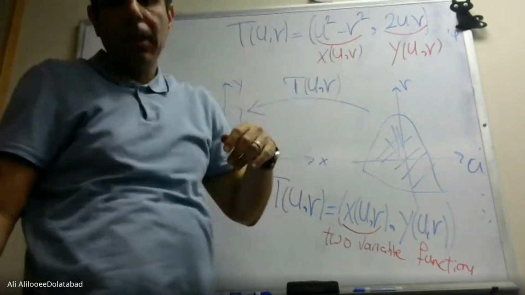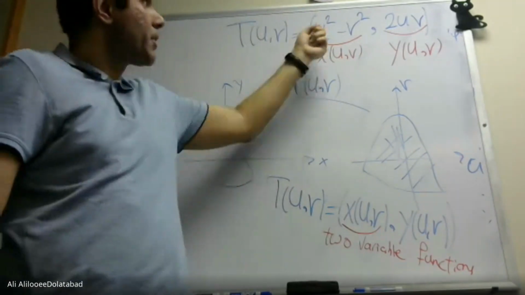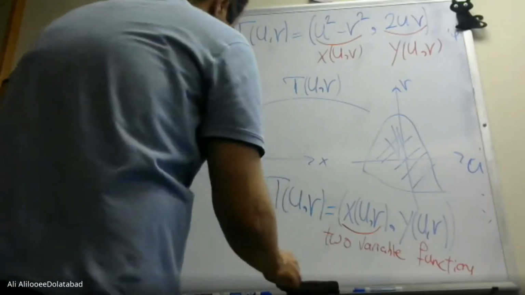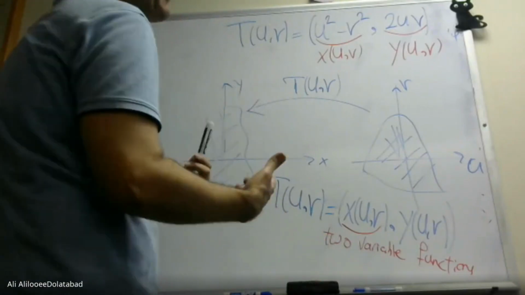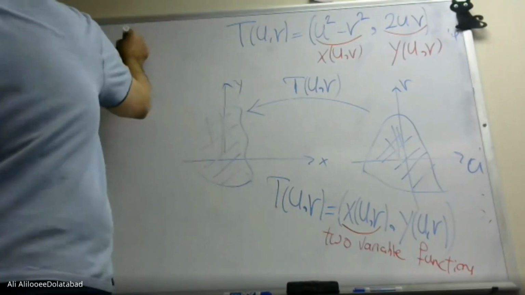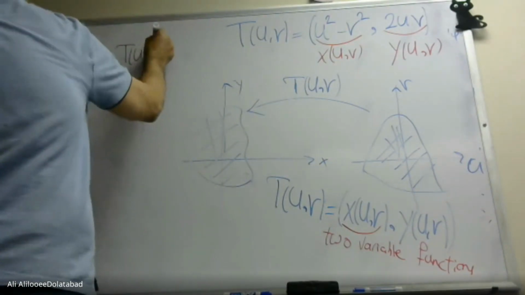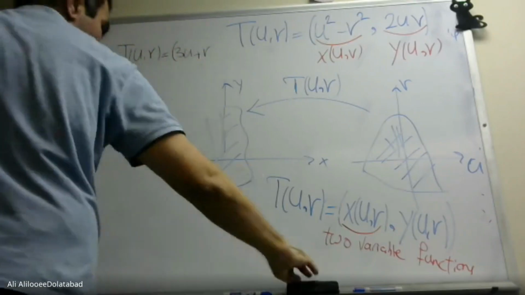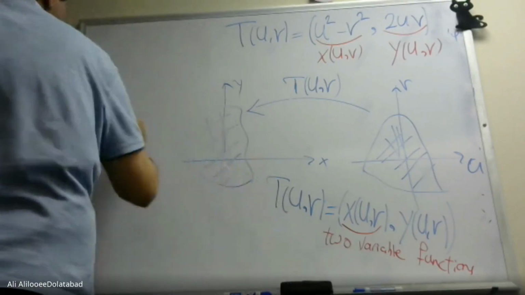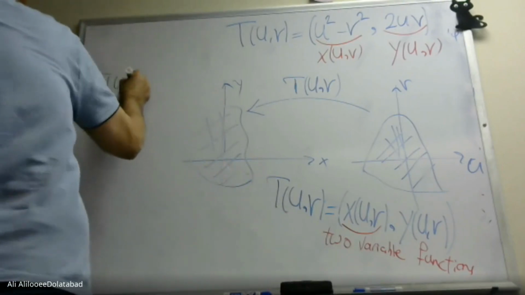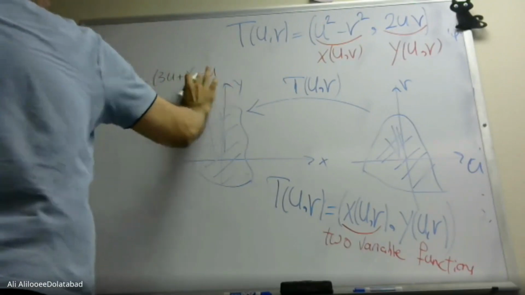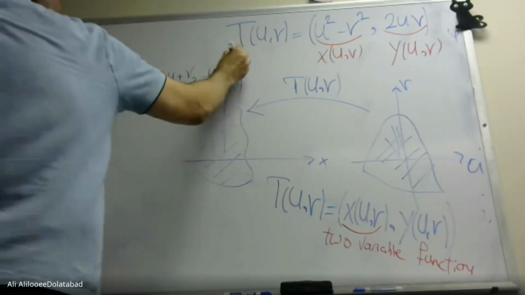This is one example. Is it linear? No. Why not? Because here we have power 2. When you are in linear algebra, when you are talking about transformations, you are talking about linear transformations. See, one linear transformation, for example, is this: T of uv is 3u plus v, comma, minus u plus v.